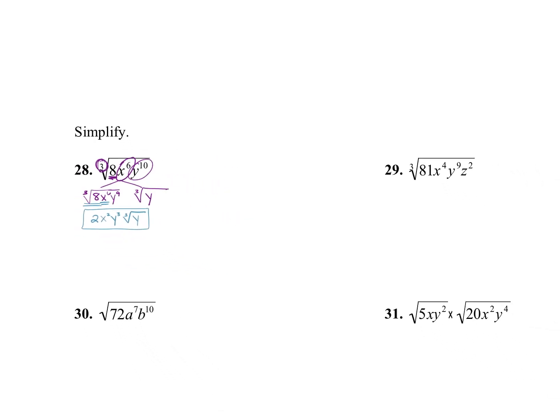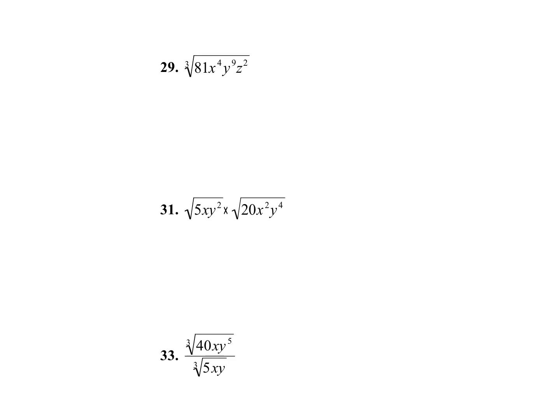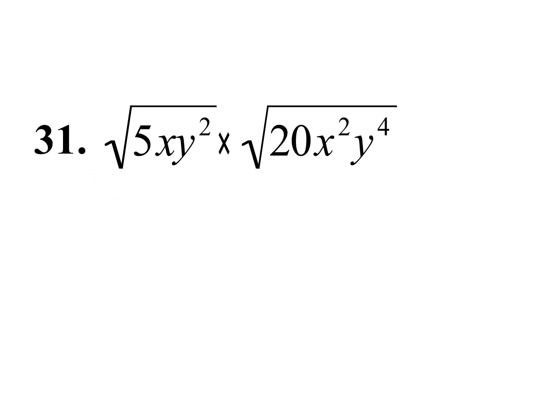Any other ones that are screaming at you right now? What's 31? What do you do for 31? That's what I got a question about. Is that a times? That is a times. Sometimes it just turns it into something else. That normally will just be a dot for you. Yeah, you're going to multiply those two things together. So 5 times 20 is 100.